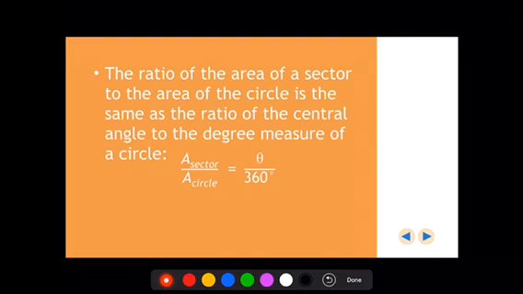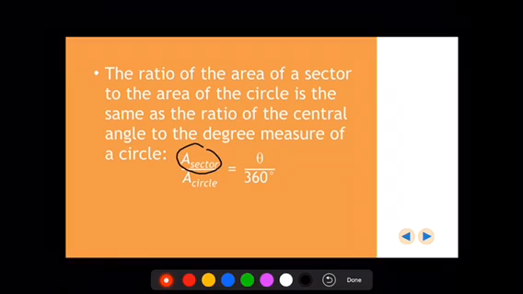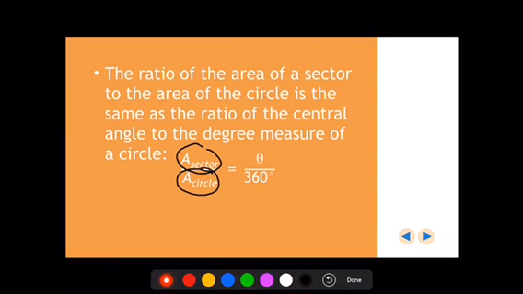So here it is. This is very important. The ratio of the area of a sector to the area of the circle is the same as the ratio of the central angle to the measure of a circle. You see the area of a sector right here in the top part. Then the area of a circle is proportional to the central angle divided by 360. An easy way to remember that is sectors have central angles, and circles have 360 degrees. That's the way I remember it, and you may want to do the same.